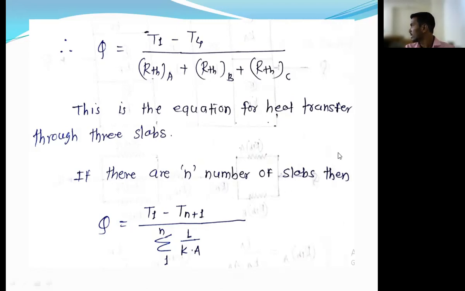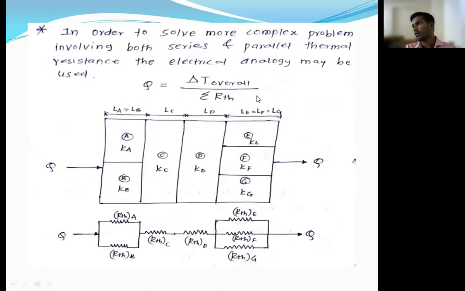Okay, done everyone? Okay. So now suppose this is the one complex problem. Our aim is to calculate the rate of heat transfer through this complex problem. So how to calculate the rate of heat transfer through this composite problem or complex problem? Can anyone tell me?